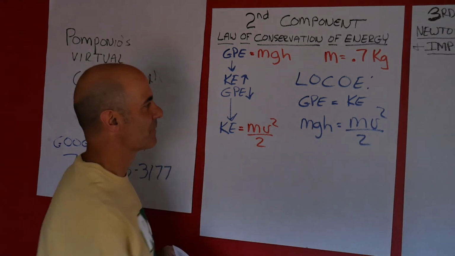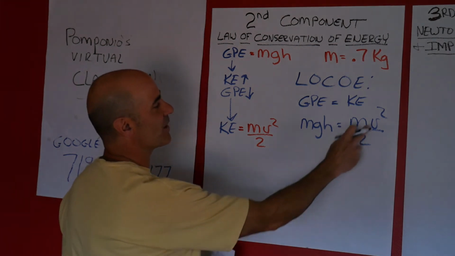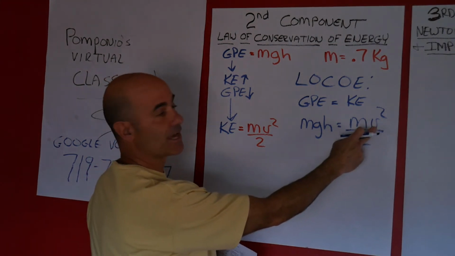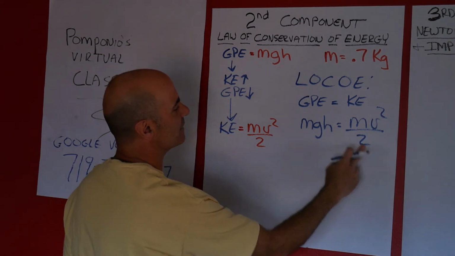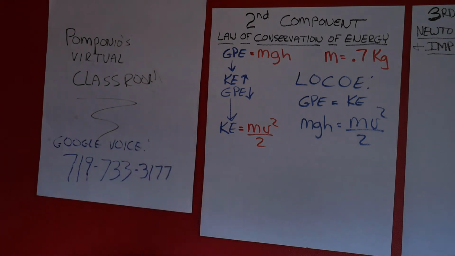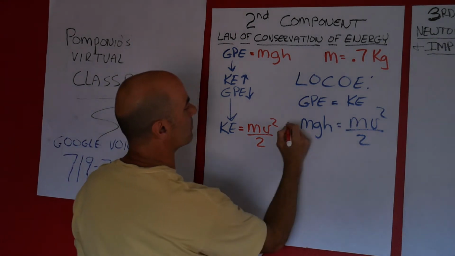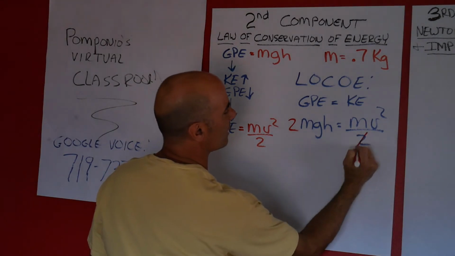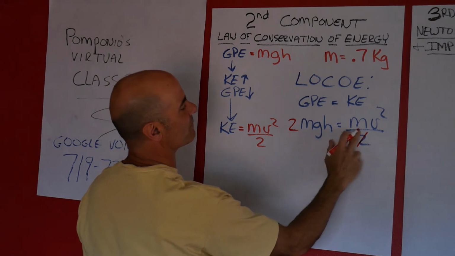Watch what happens. We've done this in class, but I'm just refreshing your memory. To solve for velocity, remember velocity is on top, so we can just leave it alone. Let's get this 2 to the other side. I'm going to use a different color for the algebra. It's dividing in there, so we'll multiply both sides by 2, which cancels it out. So now we have 2mgh equals mv squared.